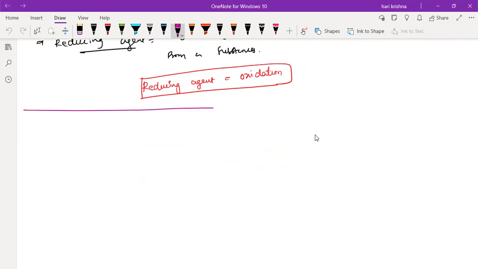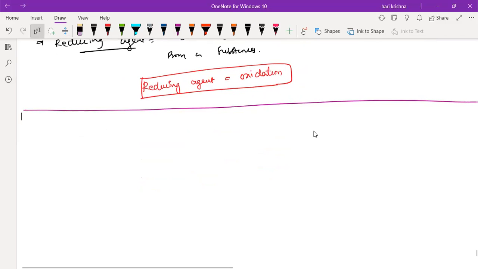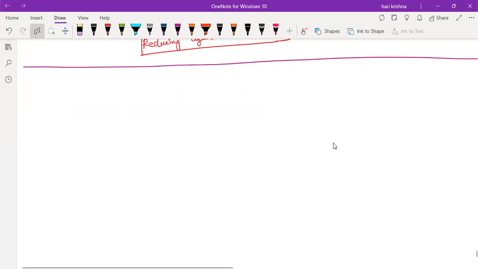Adding of an electronegative element is called oxidation, and adding of an electropositive element is called reduction. But actually we have some other rules, in terms of electronegative and electropositive. I'll teach in terms of electrons: removal of electrons, gaining of electrons, or losing of electrons.